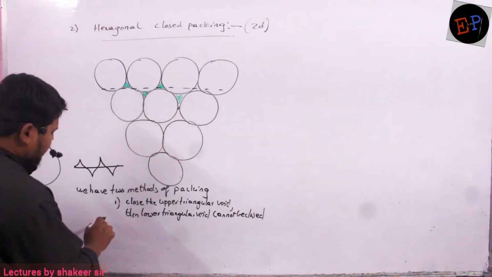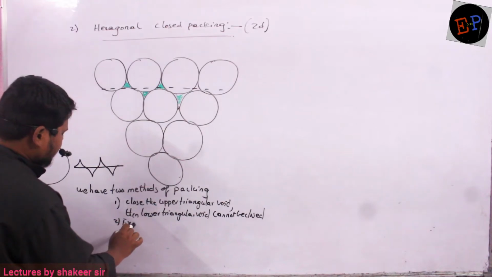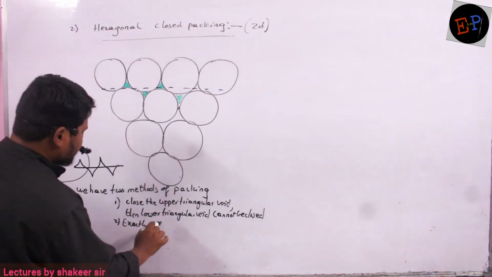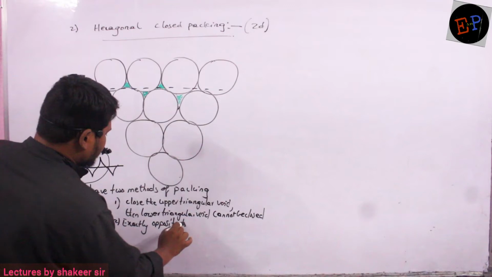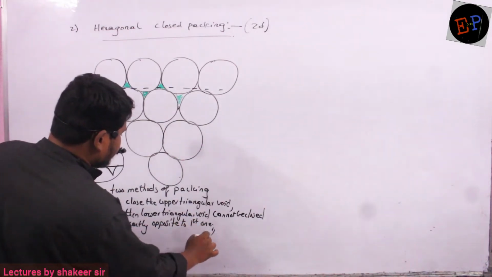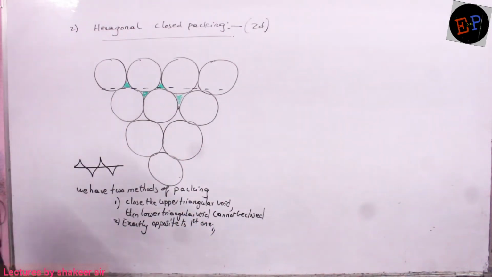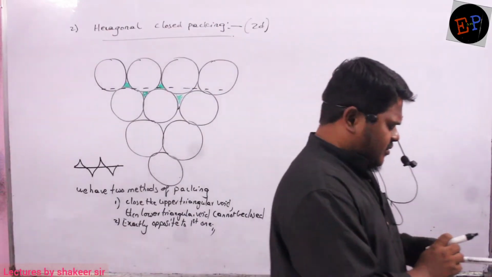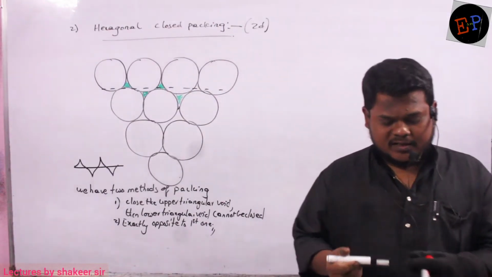Okay, ma? And the second method is exactly opposite to the first one. Exactly opposite to the first one. Are you able to understand, ma? So can you say what is the meaning of the statement which I have written, ma?